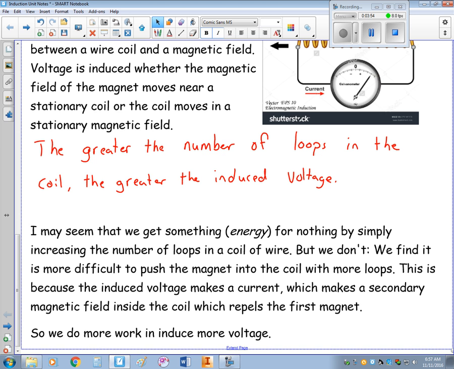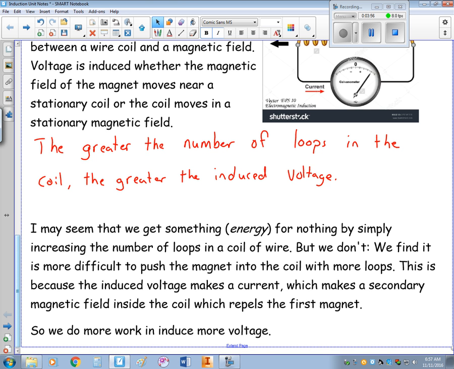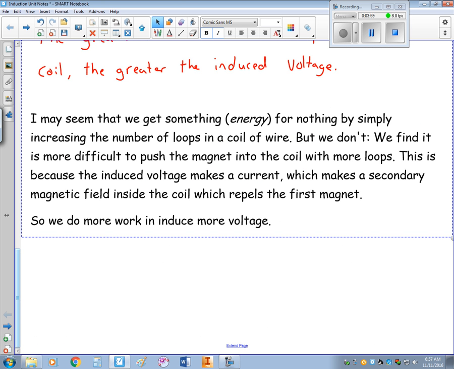So it may seem then that we're getting something for nothing. And that doesn't seem right. However, what you would find is that by increasing the number of loops in the coil of wire, it becomes more difficult to push the magnet into or pull the magnet out of those loops. This is because the induced voltage makes the current, which then makes a second magnetic field inside the coil, which will then repel the first. In other words, we do more work in inducing more voltage. So we are not getting something for free.